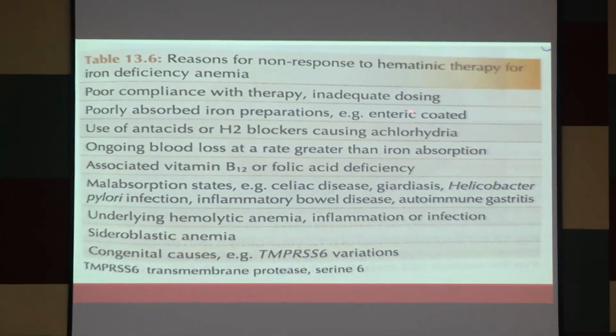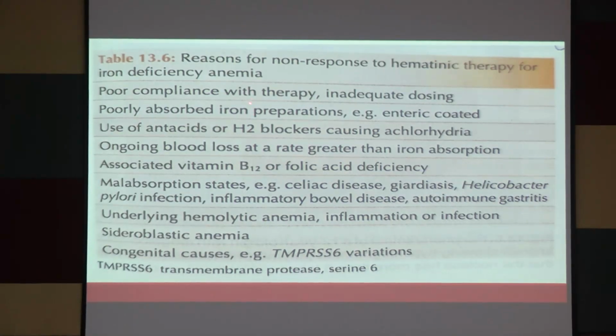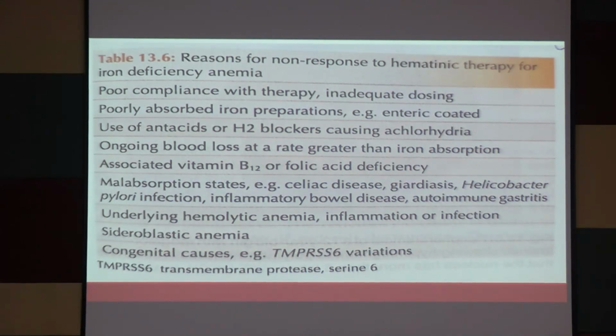inadequate dosing. Then poorly absorbed iron preparations, for example the enteric coated tablets, their absorption is not proper. Use of antacids or H2 blockers causing achlorhydria, because if gastric acid is less, iron absorption will be less. Okay. If the patient is already on these antacids or H2 blockers, and ongoing blood loss at a rate greater than iron absorption, associated other causes of anemia like vitamin B12 or folic acid. I have given iron, but the underlying cause is different. The patient is also having vitamin B12 or folic acid deficiency.